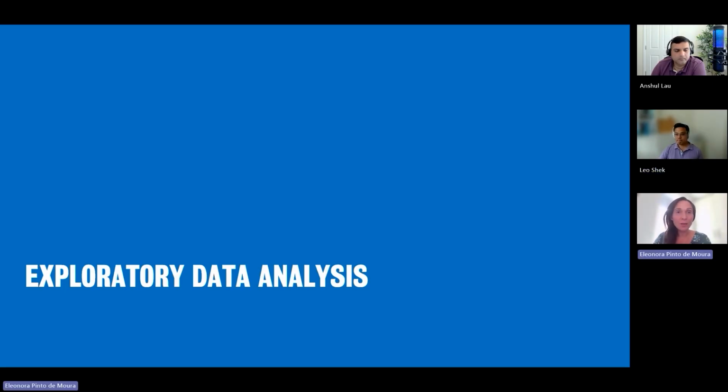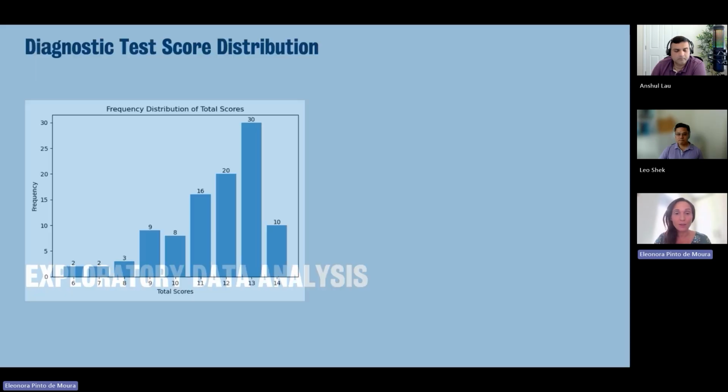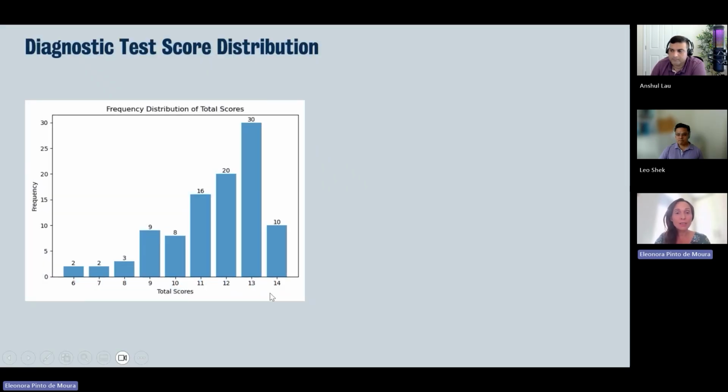Perfect. So I'll start just with an overall picture of the test results. We can see here, this bar chart shows the distribution of the total scores, and it ranged from 6 to 14, and the distribution of the total scores was negatively skewed, which means that most students performed quite well in the test.